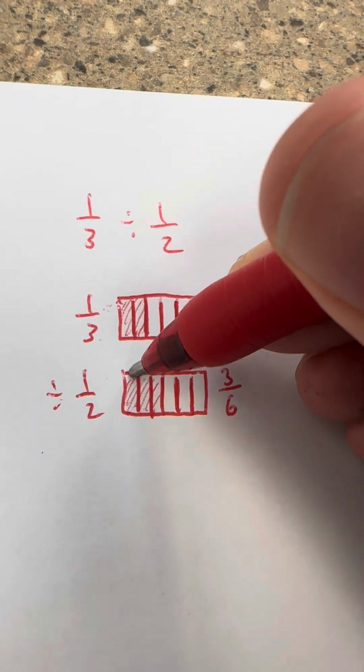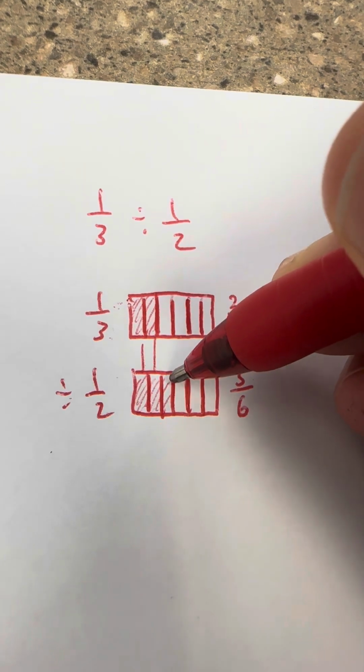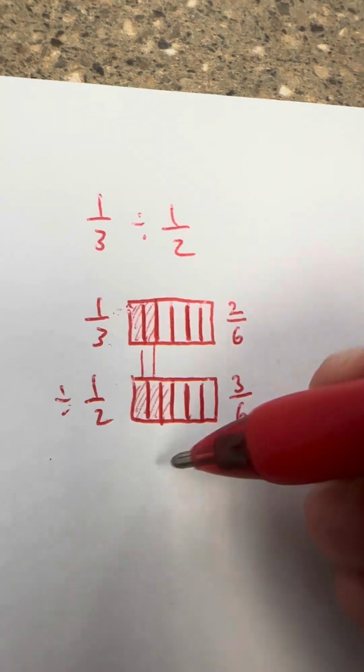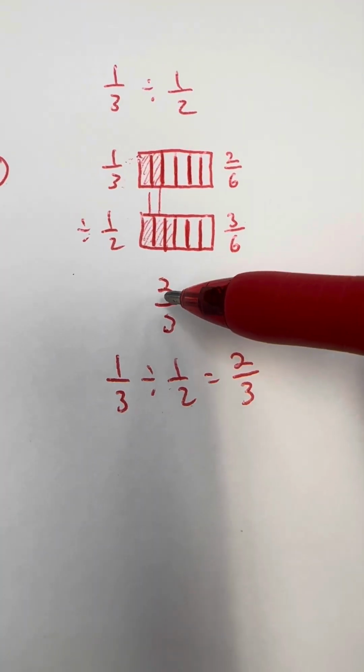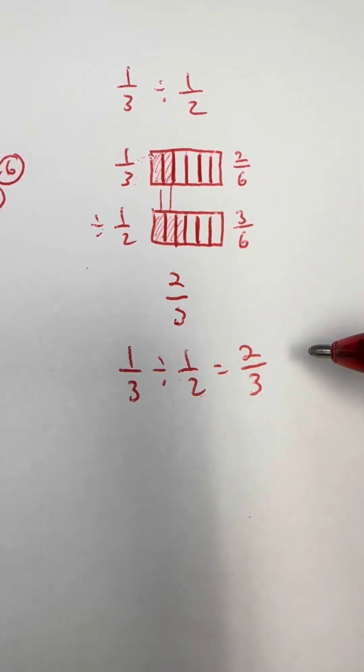So I can mark it, right? You can see that this and these 2 fit, but that third one will not fit. So only 2 out of 3 fit. And since only 2 out of 3 fit, that lets me know that 1/3 divided by 1/2 is equal to 2/3.